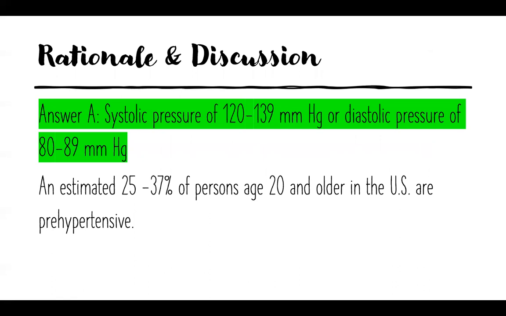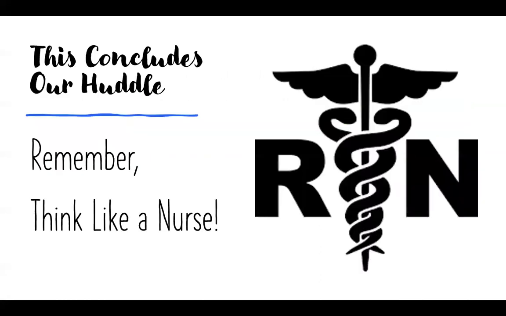So a systolic pressure of 120 to 139 or a diastolic pressure of 80 to 89. Okay. So that is your pre-hypertensive patient. So about 25 to 37% of Americans, adult Americans, are pre-hypertensive.